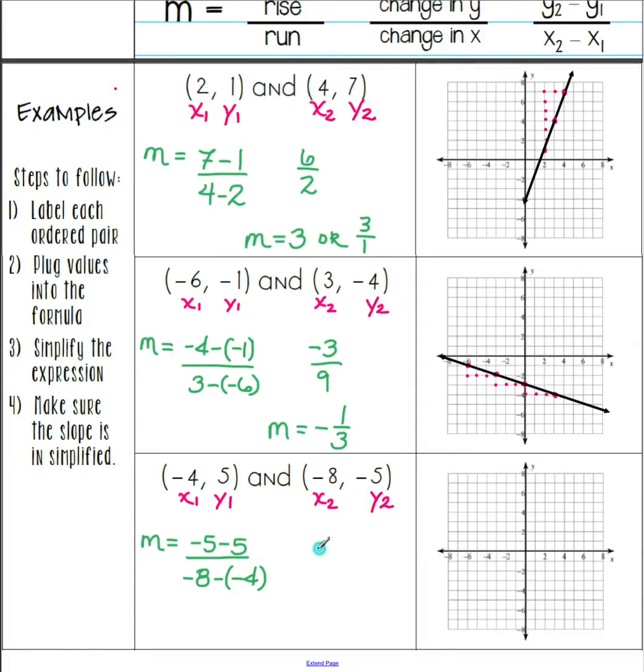So -5 minus 5 is -10. -8 minus -4, so that's the same as -8 plus 4, is -4. And remember here that this is the same as division. So if we have a negative divided by a negative, that's going to give us a positive value. And we also can simplify 10 over 4. 2 goes into both of those, so that would give us a positive 5/2.